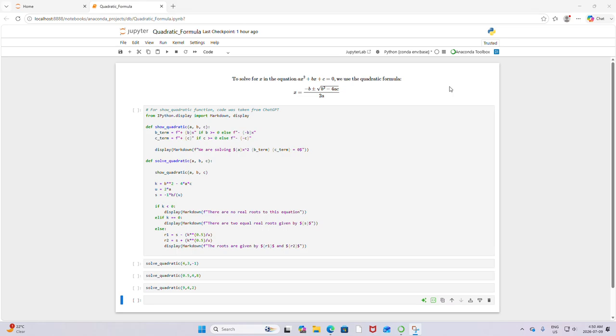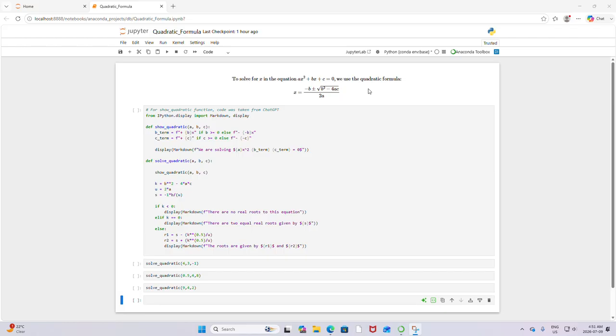Okay, so in this short video, we're going to look at how to write a function that will solve for the real roots of a quadratic equation. So I've written here to solve for x in the equation ax squared plus bx plus c equals 0. We use the quadratic formula given by this. So that is how we find the roots to a quadratic equation.